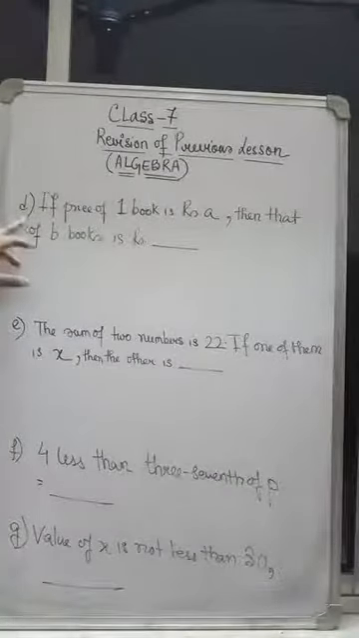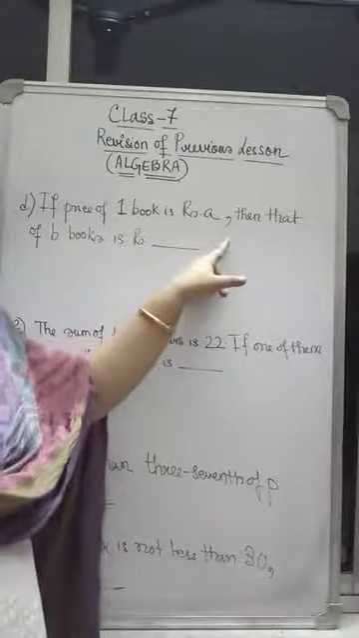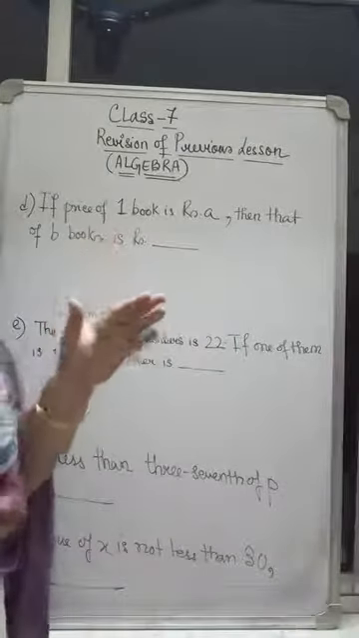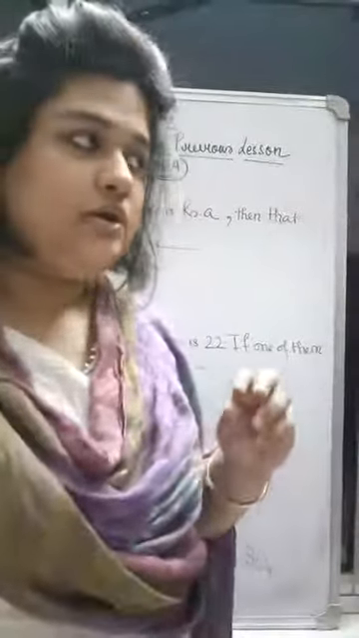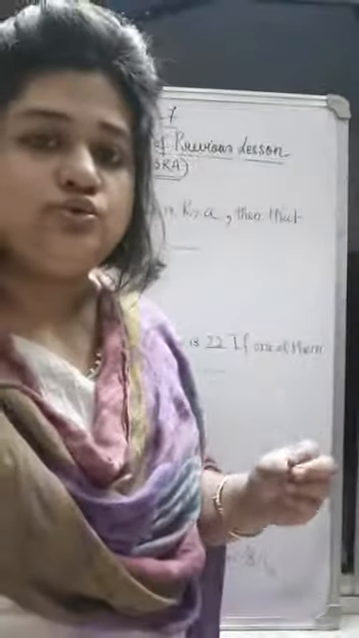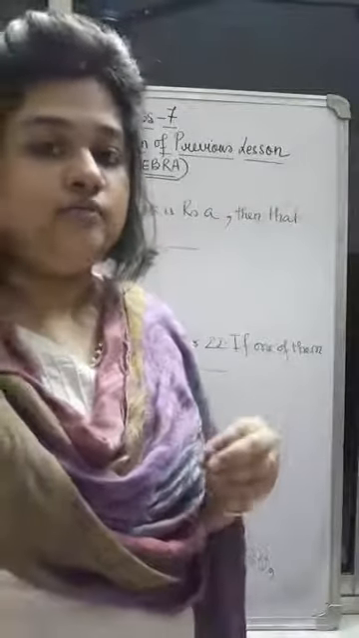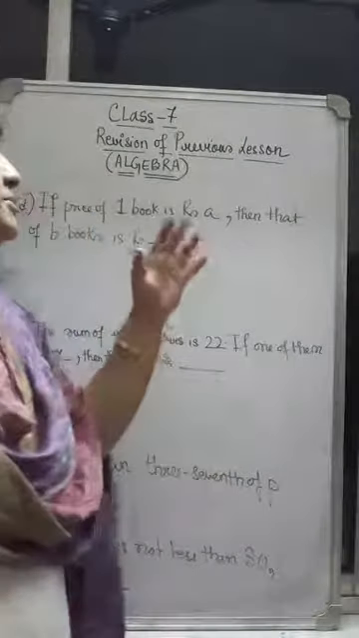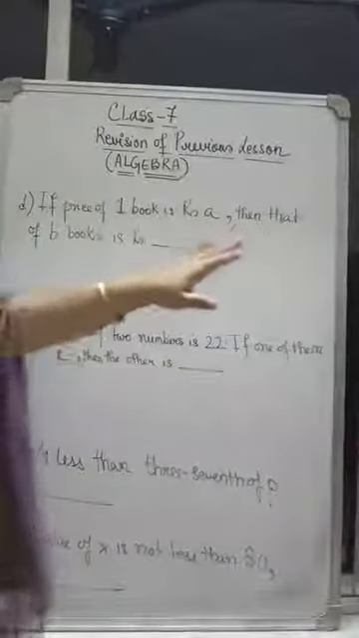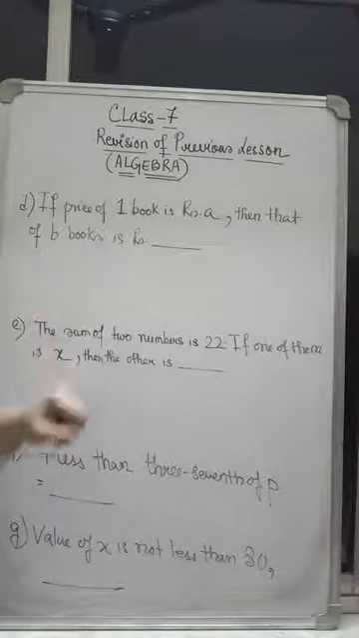Now going to the D part of the fill in the blanks. If price of one book is rupees A, so price of one book is given to you is equal to rupees A. So here no number is given, rupees 2, rupees 20, not like that. But instead of arithmetic numerical value, here letters are given because it is based on algebra. Then the price of B books is, B refers to the number of books.